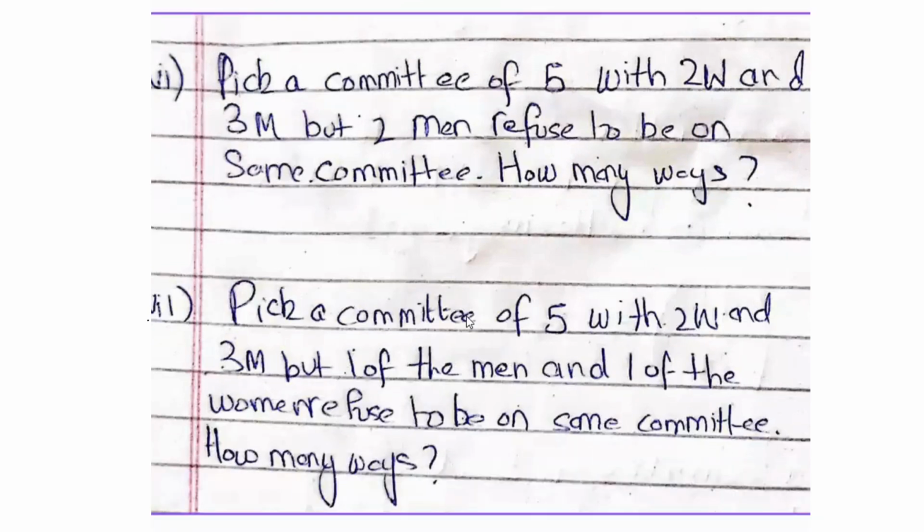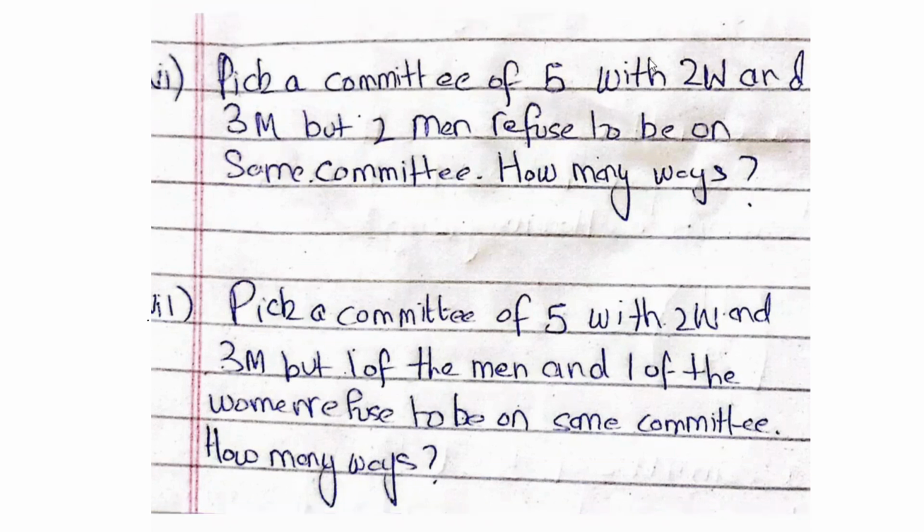So we have these two more examples where we want to pick a committee of 5 with 2 women and 3 men, but 2 men refuse to be on the same committee. Or we want to pick a committee of 5 with 2 women and 3 men, but one of the men and one of the women refuse to be on the same committee. There's already another video on this, combinations practice question 1, where a similar example has been done.